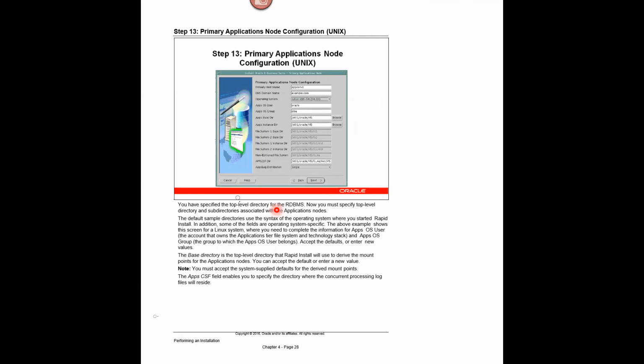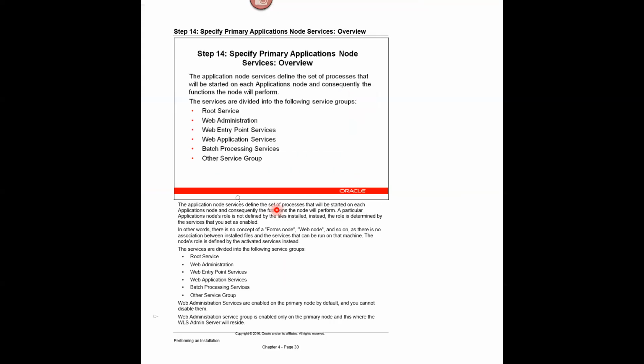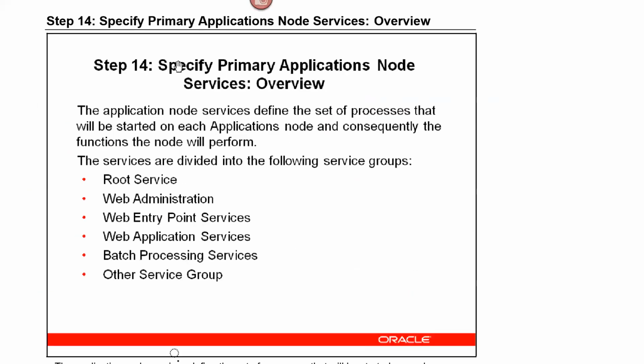Then you configure the application node. Here there is nothing, it is a simple thing. Okay, so let us just understand this one also. What are the services which will be installed in the application tier? As I told you, at the high level it is web services, forms services, and concurrent processing server. But we need to go a little deeper on this. You have something called root service, web entry point services, web application services, batch processing, and others. Batch processing is nothing but concurrent processing services.